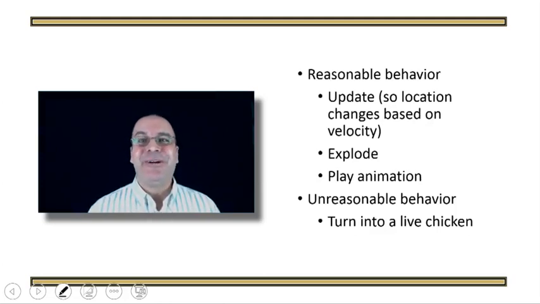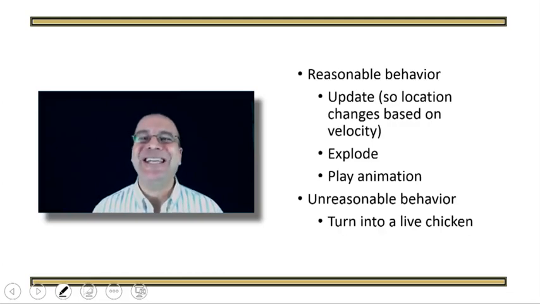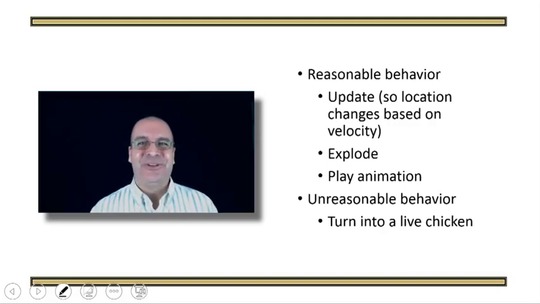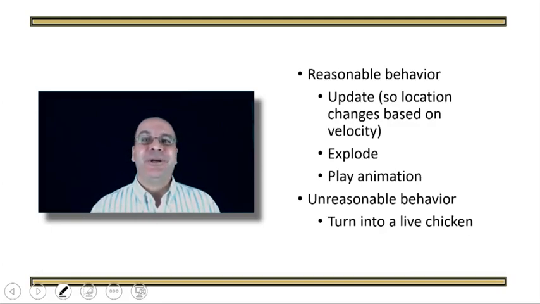Okay, so there are a number of reasonable behaviors that this rubber chicken could have. For example, we're going to want to update this rubber chicken. Remember, we haven't talked yet, but we will talk soon about a game loop where we update the game world, so that we update the status of everything in our game world and then we draw it. So we will want to update the rubber chicken periodically, every frame in our game in general, so that the location changes based on the velocity.